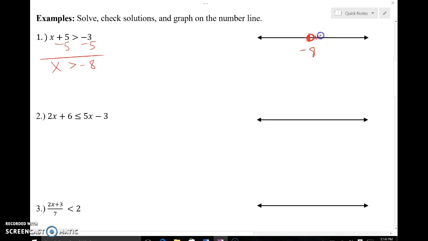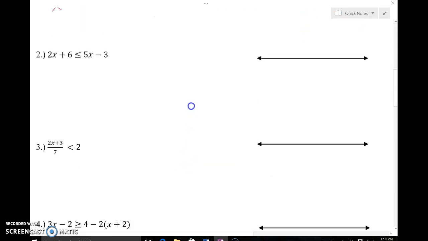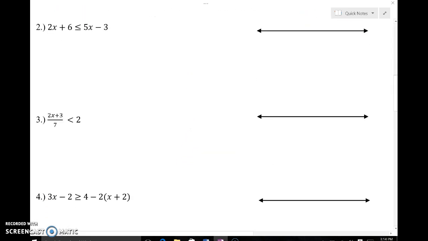But then what I do is I shade on the number line everywhere to the right, because that's where the numbers get bigger, and that represents every number bigger than negative 8. All right, number 2, we have variables on both sides of the inequality, so we want to try to isolate the variables and isolate the constants.